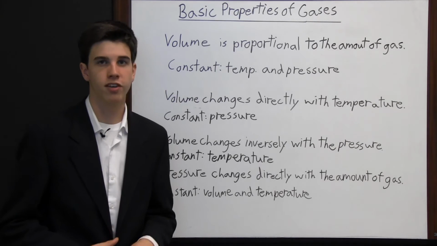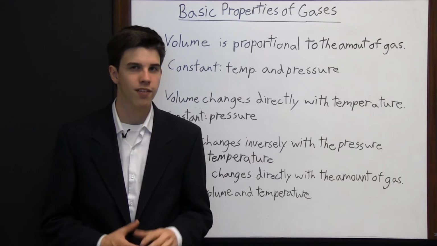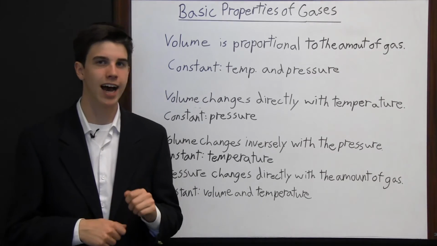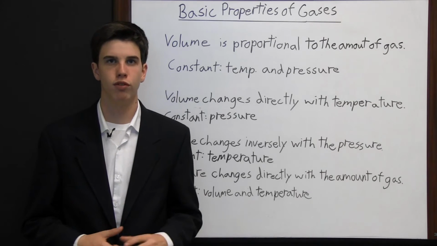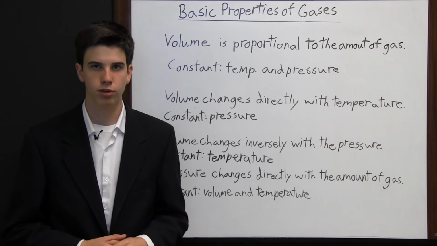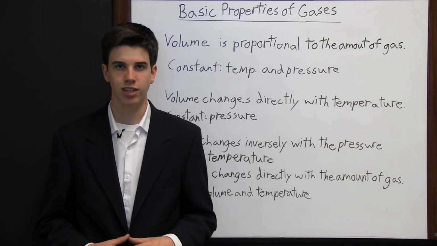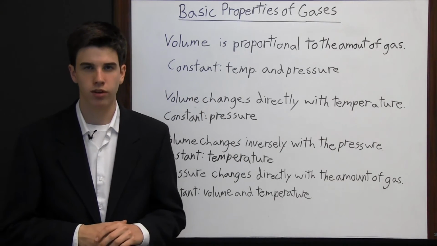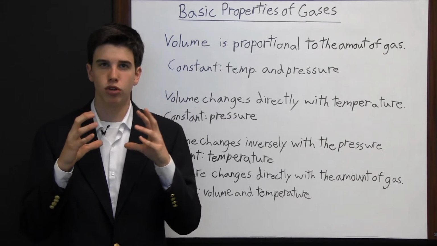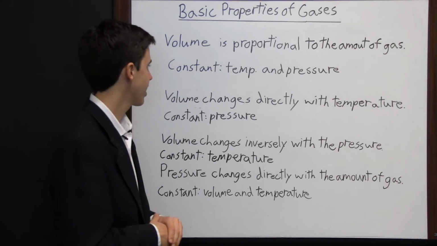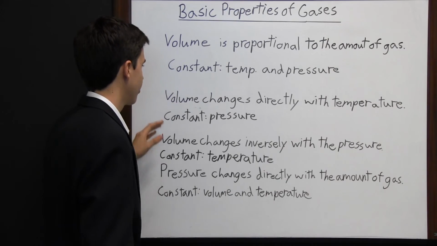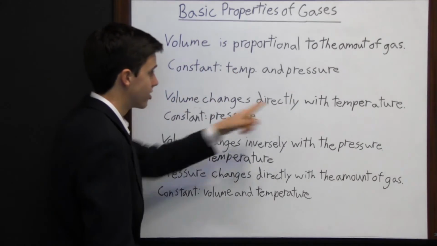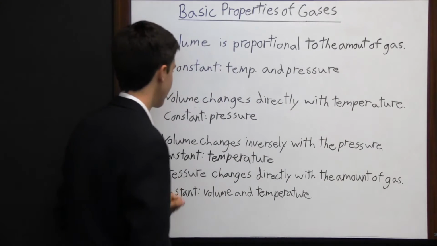Now, the second property of gas is also very interesting. If you think about a balloon that has a fixed amount of air in it, in other words, the end's tied off. You can't add air, you can't remove air. And then you heat this balloon, it will expand. The volume will increase. As you heat it, the balloon will get bigger. Now, if you cool the balloon, then the volume will decrease. The balloon will get smaller. So we can say the volume changes directly with temperature. As temperature increases, volume increases. And as temperature decreases, volume decreases.